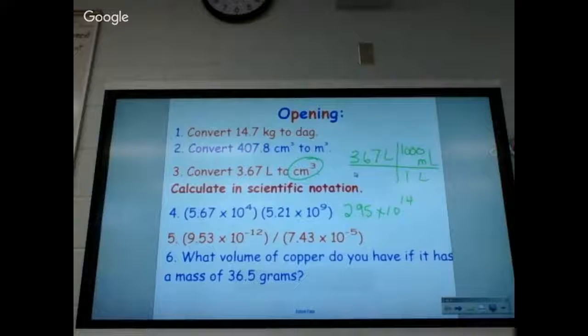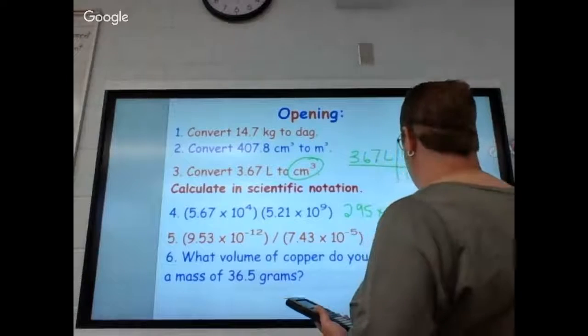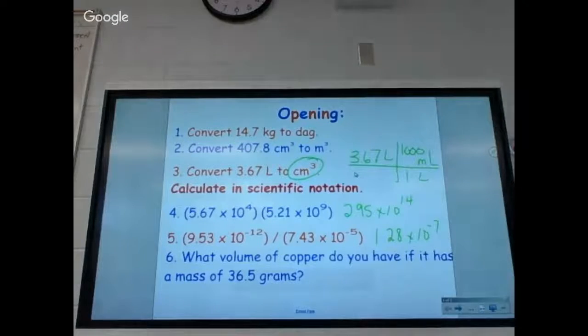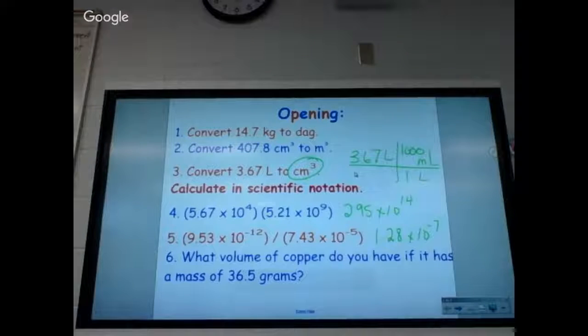9.53 second EE negative 12 divided by 7.43 second EE negative 5. I got 1.28 times 10 to the negative 7. You might get that? All right, probably got that right too then. Are we okay with using a calculator? Yay, nay? Okay. All right, so what are we going to do number 6?